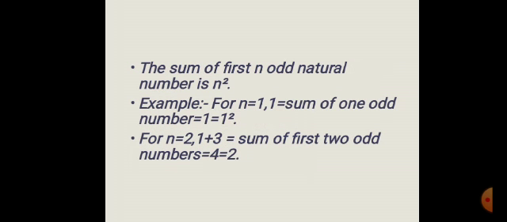The sum of the first n odd natural numbers is n square. There is no need to add all the numbers. Without adding, we can use this property, that is n square. For example, I am taking the sum of the first two odd numbers, that is 1 and 3. The sum of these two is 4. But without adding, how many numbers are there? Two consecutive odd numbers. So we will do 2 square, that is equal to 4.